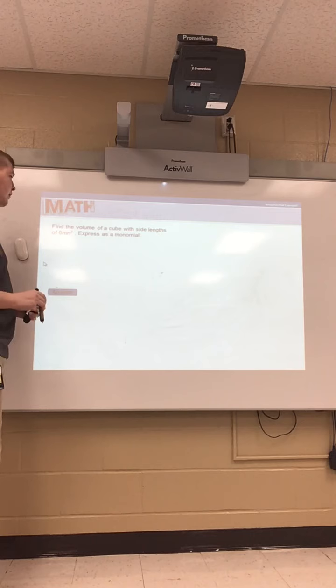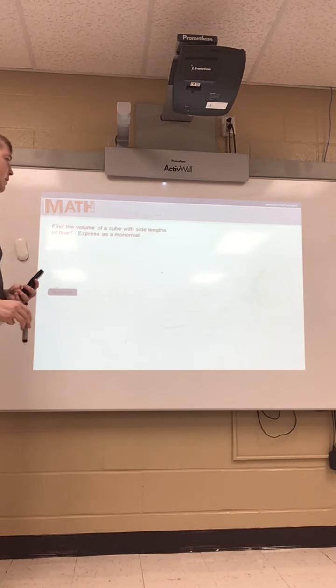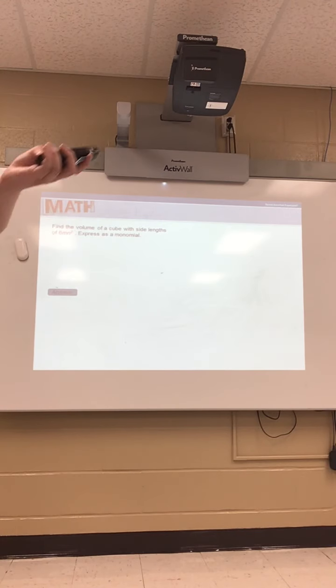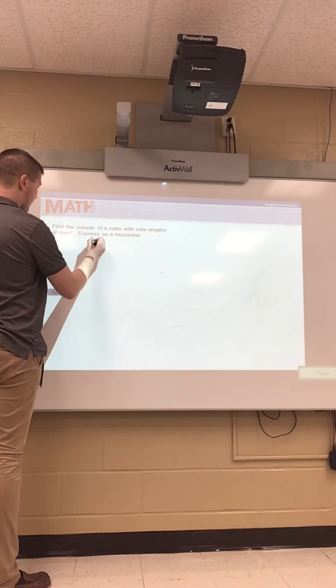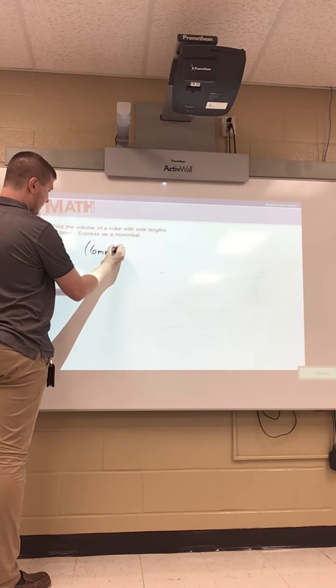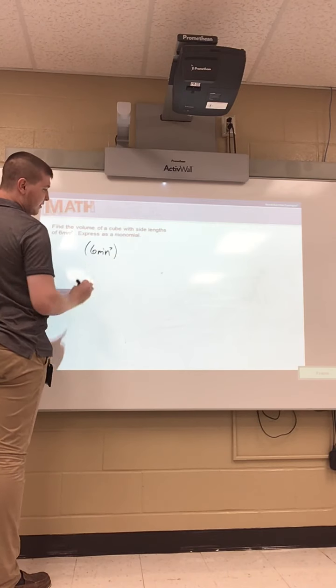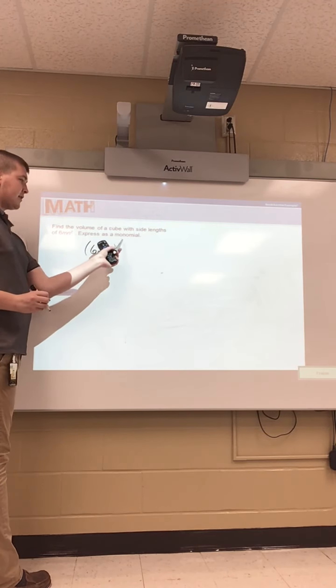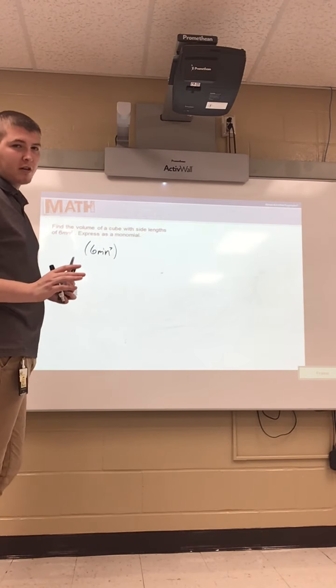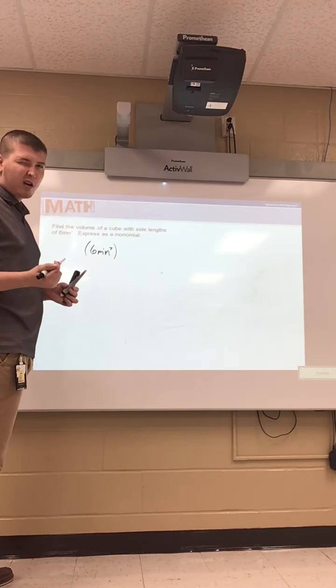Okay? So, this one, find the volume of a cube with side lengths of 6m to the 7th. Okay? Oh, there we go, freeze. Well, if you remember, so 6m to the 7th, remember there's that invisible 1 right there. We don't necessarily are given a number that goes on top, but we sort of are.